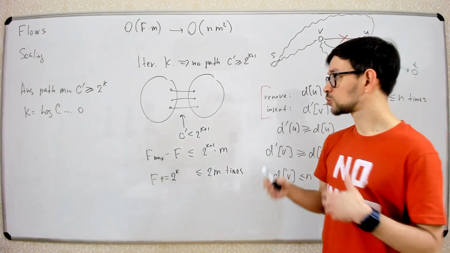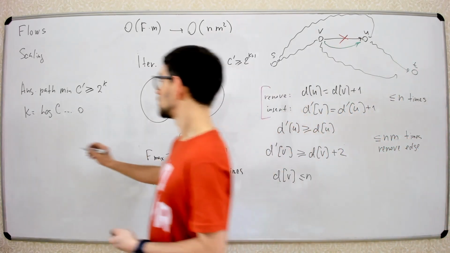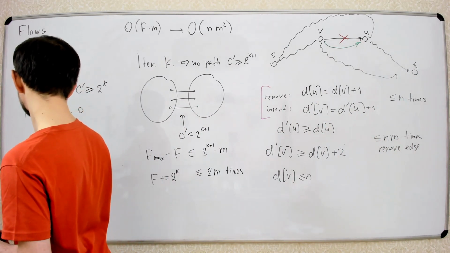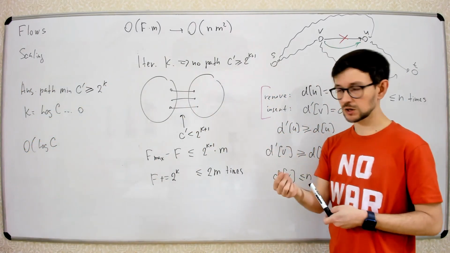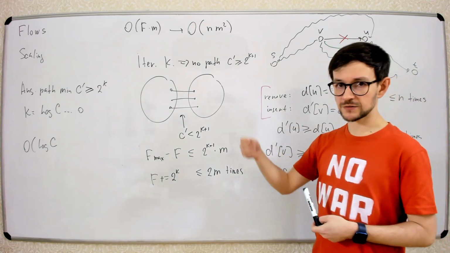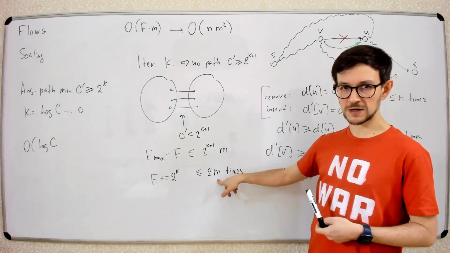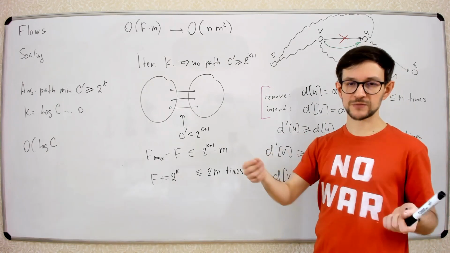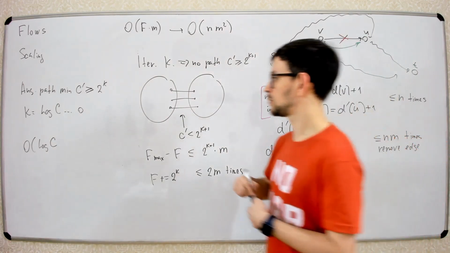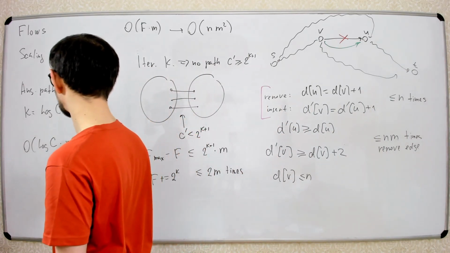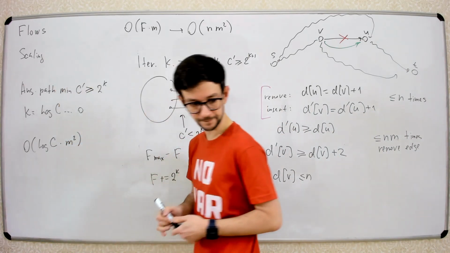So the total time complexity will look like this. We have log c iterations. On each iteration, we find augmenting paths. We find no more than 2m augmenting paths, and each augmenting path we find using DFS, so it costs m. So it will be log c multiplied by m squared. Like this.